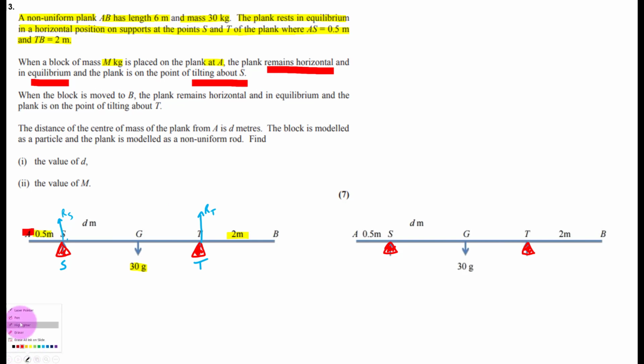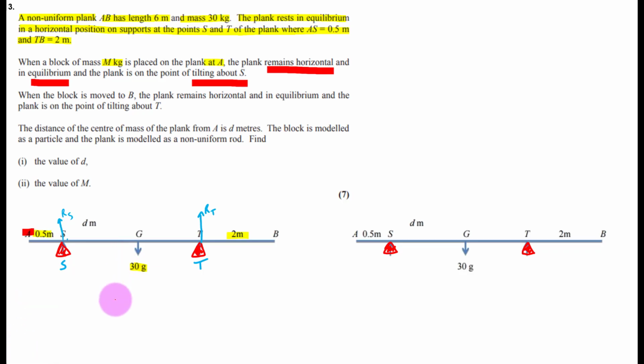So what can we remember? What does that mean? Well, that means it's about to tip over, but we can conclude the moments clockwise and anti-clockwise are going to be the same. So let's take our moments. We've got the plank's weight MG here, and the block's weight MG here. So moments about S, this way, anti-clockwise, is going to be 0.5 mg. Now you've got a resultant force here, but we were taking moments from S, so we can ignore that.